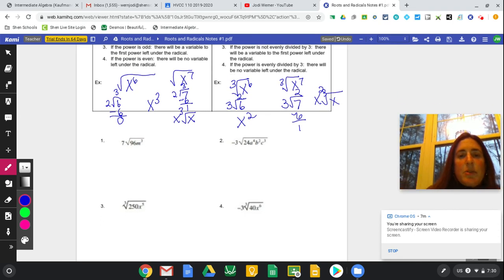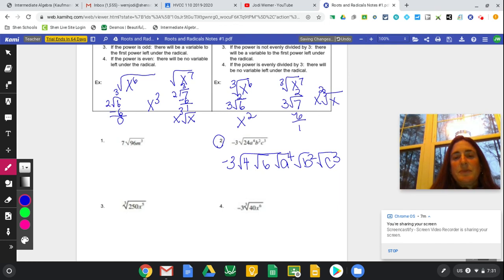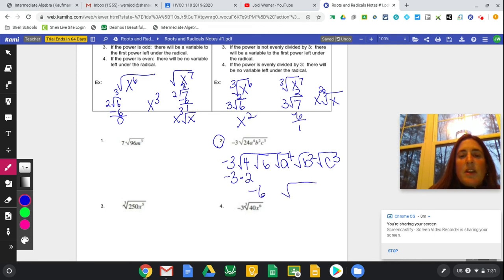All right, let's try a couple of these. Let's look at example 2 here. For these other examples, we can look on our note sheet and fill them in. So -3, we're going to do a square root. 24, my perfect square, is 4 and 6. And then I'm going to take each of these powers separately, and I'm going to divide them by 2. So I'm going to break them up into separate radicals. Okay, so now I have a -3. The square root of 4 is 2. That's really -6, correct? This radical 6 has to stay underneath there.